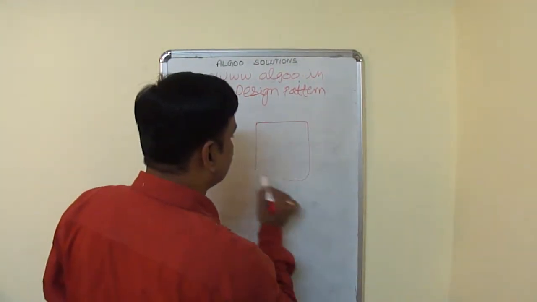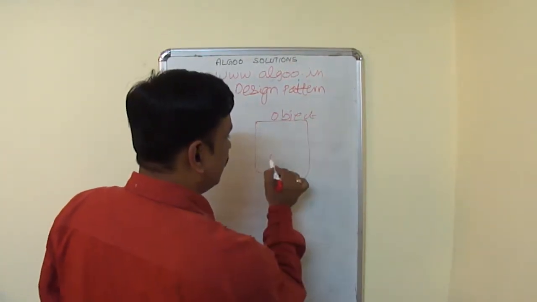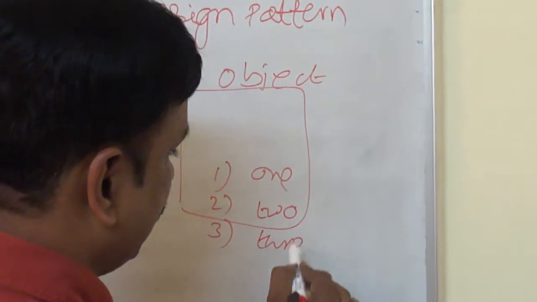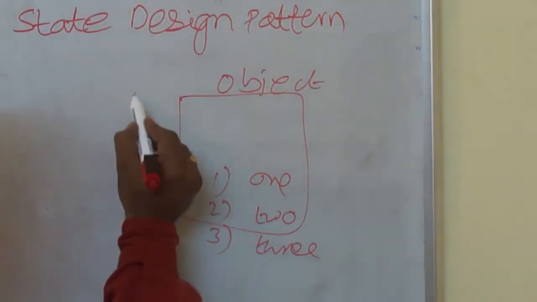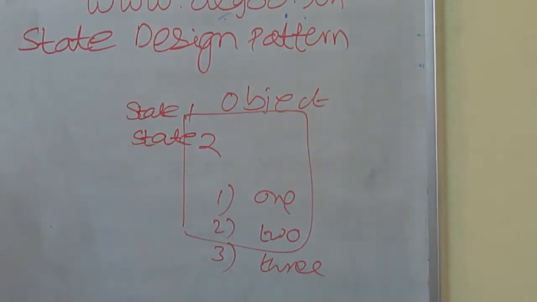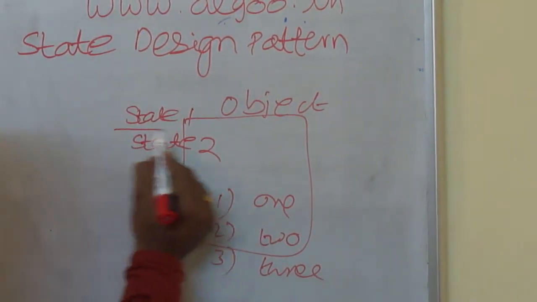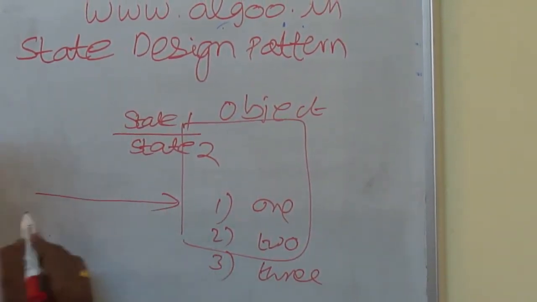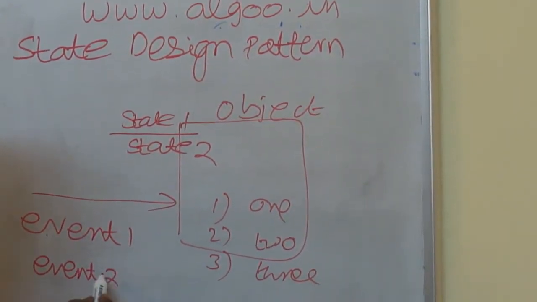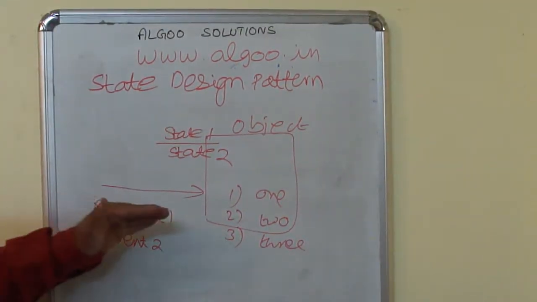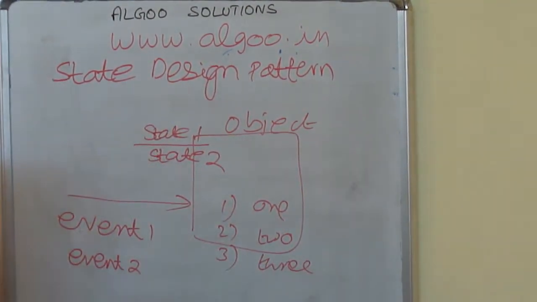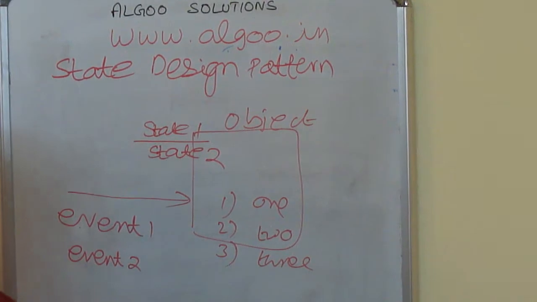Let's say we have an object and it has different behaviors. There are different states of the object: state 1, state 2. Now there is a state, and you get an event from the external world: event 1, event 2. Now based on the current state of this object, either one of these behaviors will be executed.